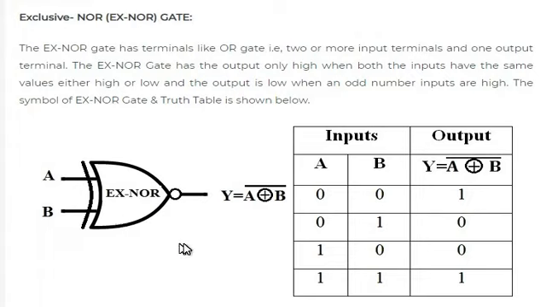In this way, in today's lecture, we have studied basic gates, derived gates and other gates, that is XOR gate and XNOR gate. Okay students, all of you have to practice drawing the symbols of all these gates and their truth tables. Okay.